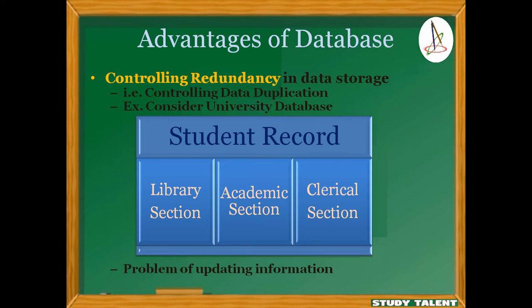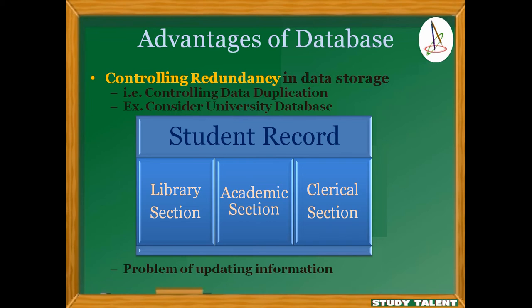So in this video we'll start with our first advantage of database, that is nothing but controlling redundancy in data storage. Okay, so what is redundancy? Redundancy is nothing but the duplication of our data. So in the first advantage we are going to reduce our data duplication.